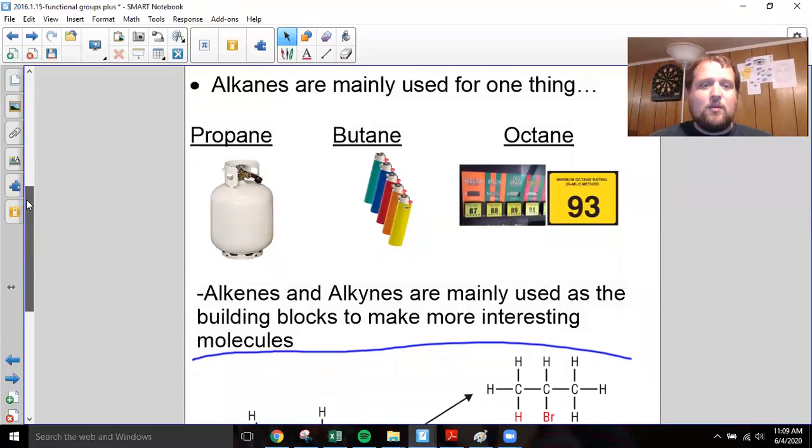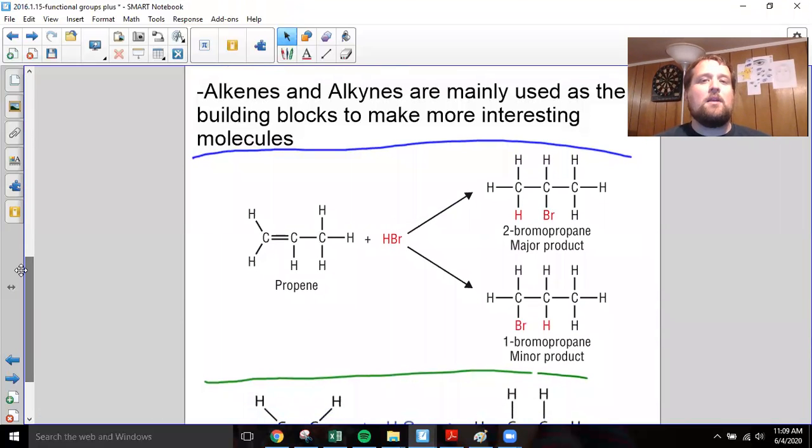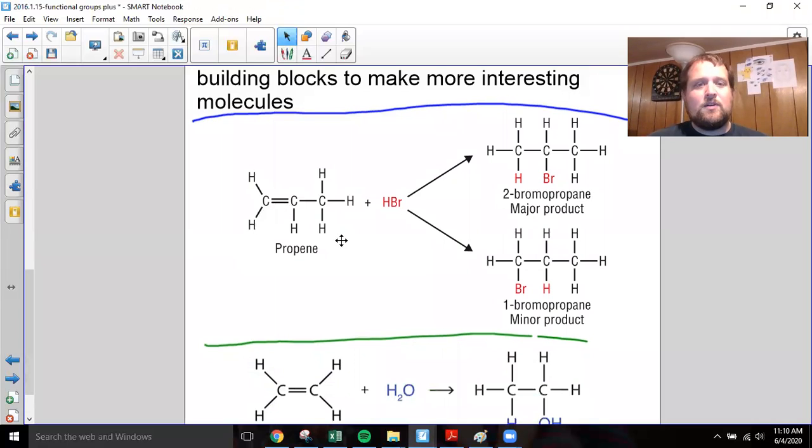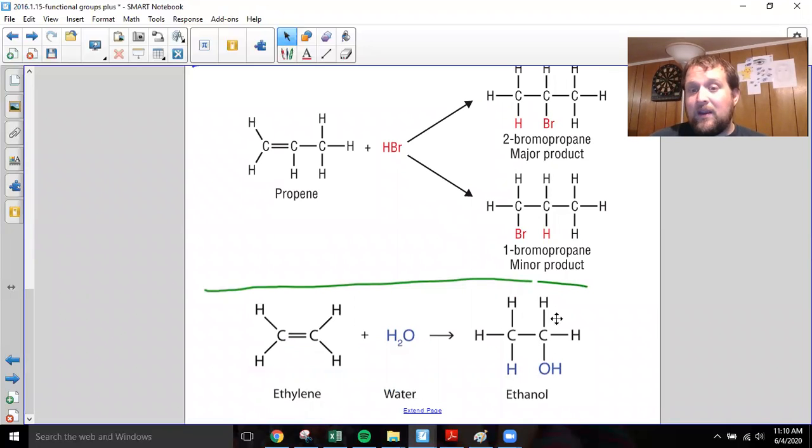Alkenes and alkynes, the double and triple bonds, they're slightly more interesting. Those double and triple bonds make them a bit more reactive. And so you can do chemical reactions where you add things to them, synthesis reactions, or in organic they're called addition reactions. You can turn a plain hydrocarbon with a double bond into a bromo halide or something, or you can even make alcohol, but we'll get to that in just a second.